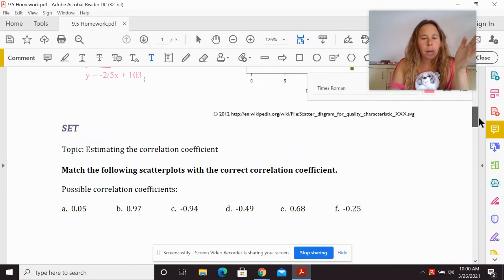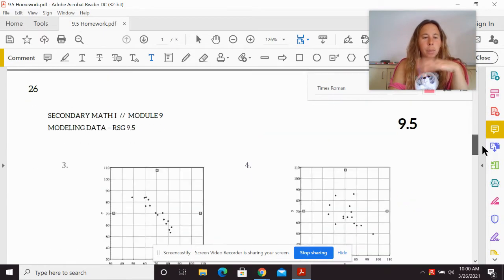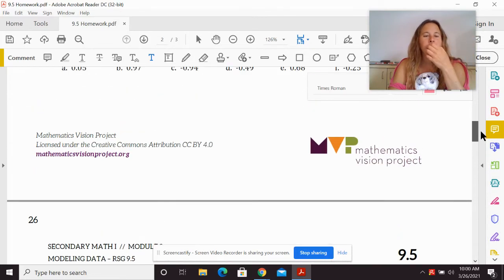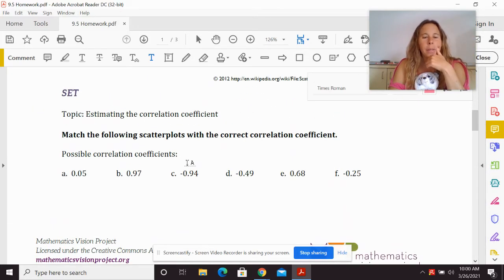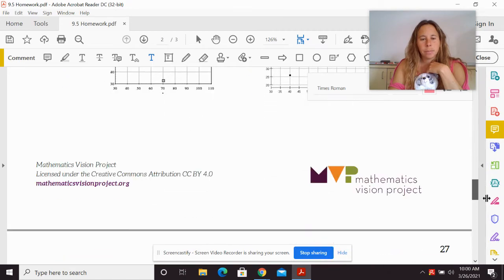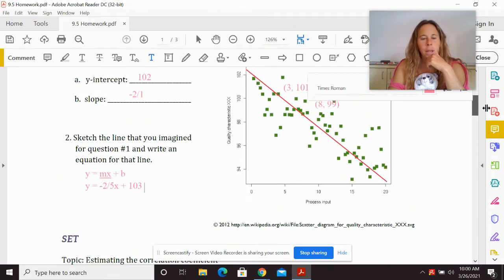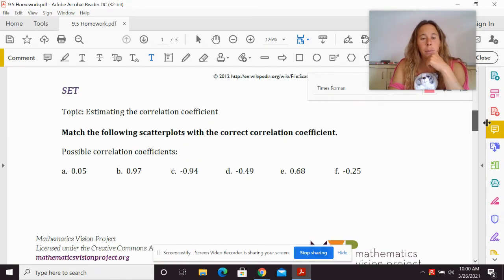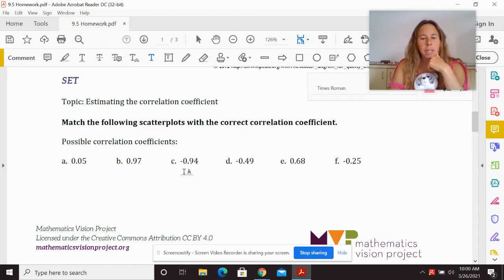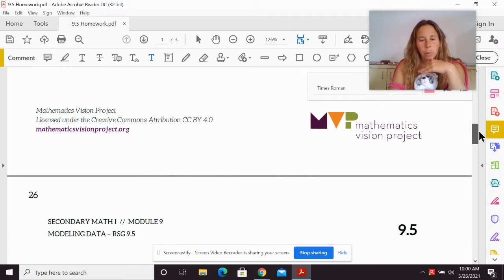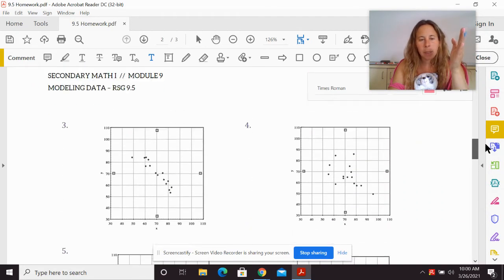So this one, number 3. You are matching the following scatter plots with the correct correlation coefficient. So here are the correlation coefficients, and then you have all of your scatter plots. Remember, if you have a negative correlation coefficient, then your relationship is going to be negative. You're going to have a negative type slope. As one increases, the other one decreases.